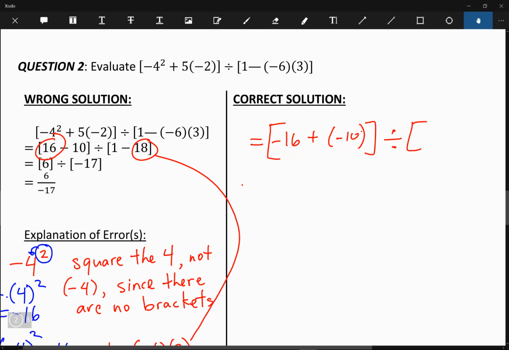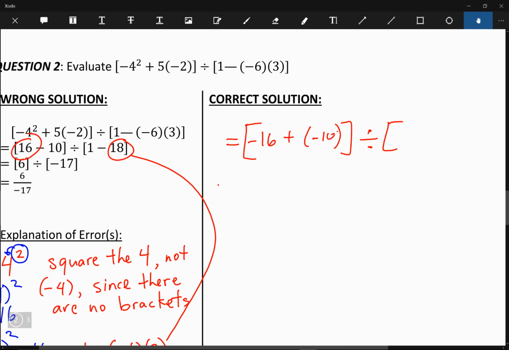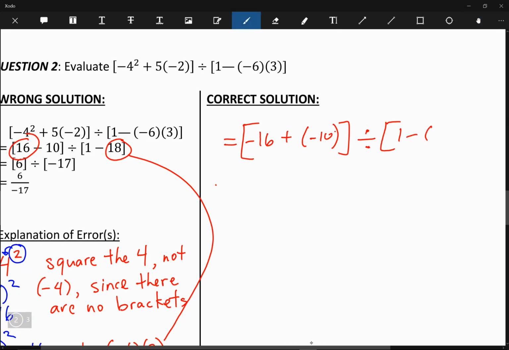In math we use square brackets just so we don't confuse ourselves with the round brackets. So round brackets are the ones that come first on the inside, and square brackets go around the whole thing. Okay, and then we do 1 minus negative 18 and close the square bracket. All right, simplify what's inside here. So negative 16 plus negative 10 becomes negative 16 minus 10. So plus minus, opposite signs become minus. And then we divide by 1 minus negative 18.